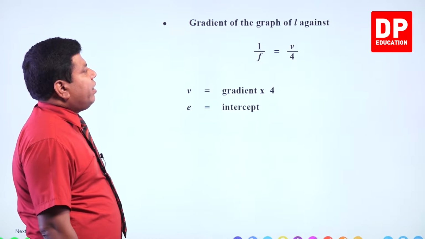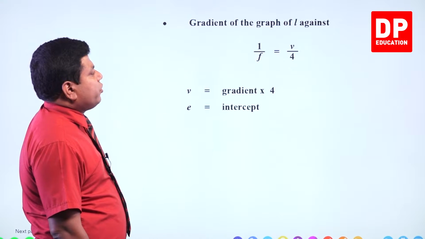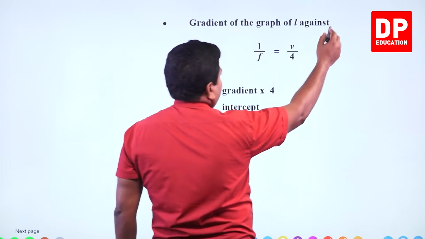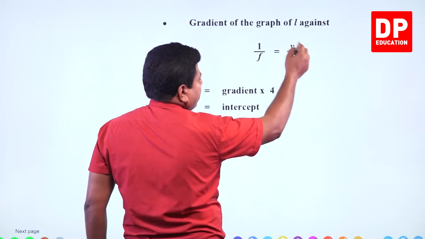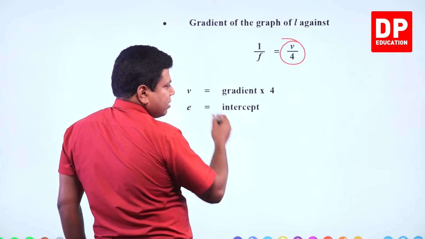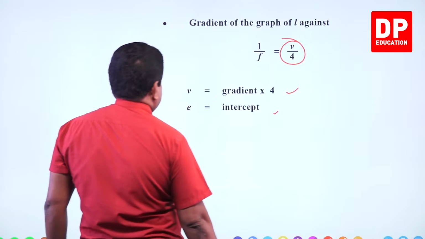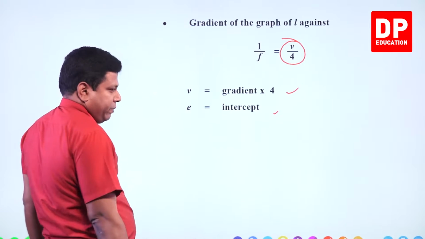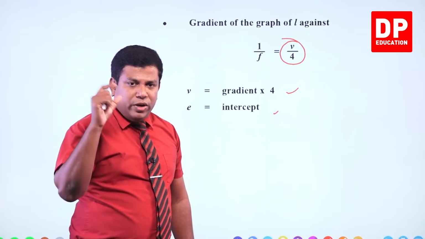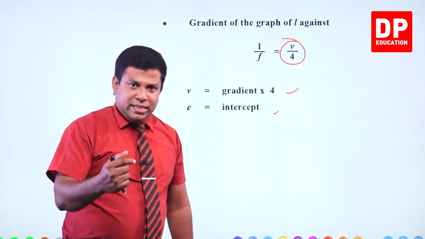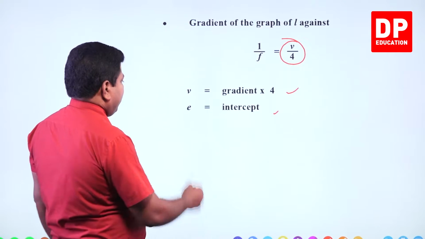Gradient of the graph of L against 1 over F is going to be V by 4. V is gradient into 4 and E is the intercept. Careful, it will be a minus intercept. So, we have to take the value of the intercept, which is going to be a minus intercept. Take the value of it, that will give you E.